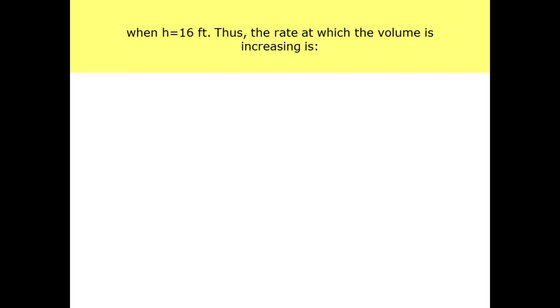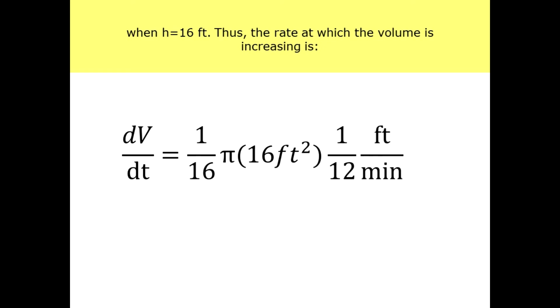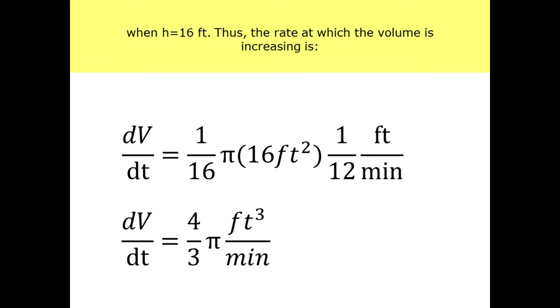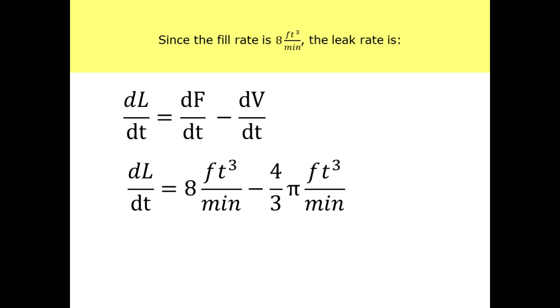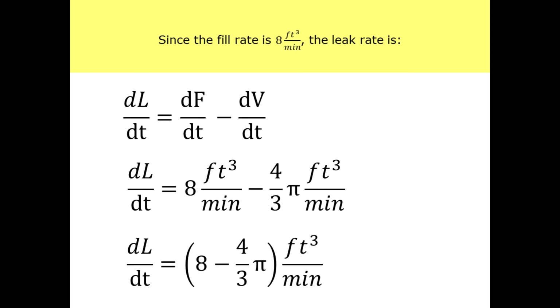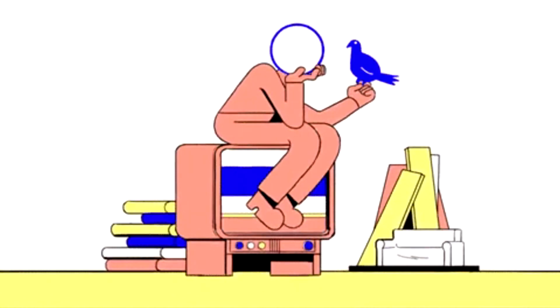When h is equal to 16 feet, the rate at which the volume is increasing is 1 over 16 pi times 16 feet squared times 1 over 12 feet per minute, which is equal to 4/3 pi feet cubed per minute. We go back to our equation in getting the leak rate. Since the fill rate is 8 feet cubed per minute, the leak rate is 8 feet cubed per minute minus 4/3 pi feet cubed per minute, or simply 8 minus 4/3 pi feet cubed per minute. And that's it for this problem.